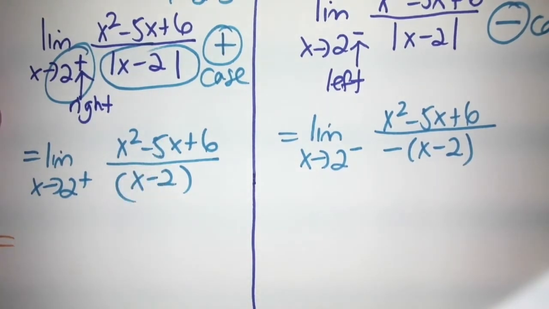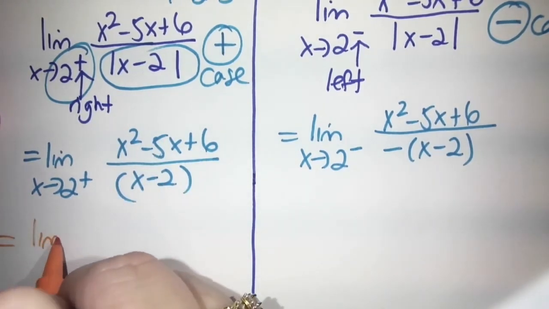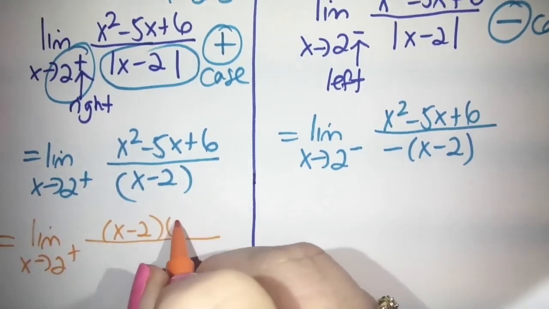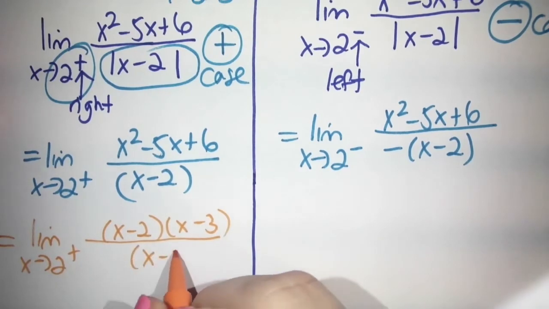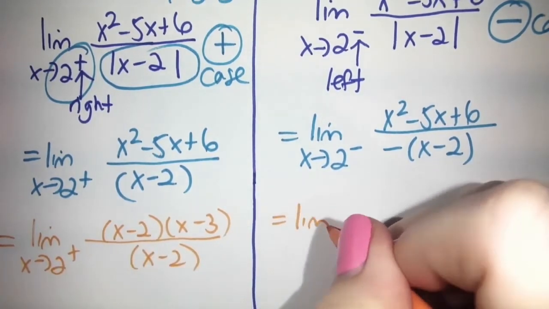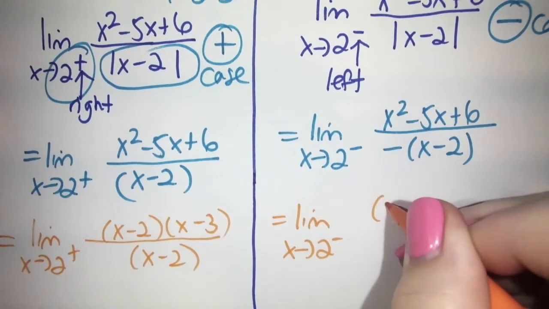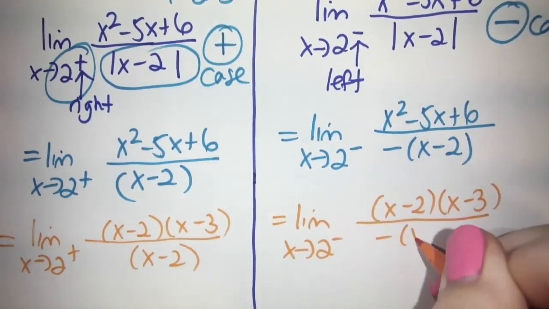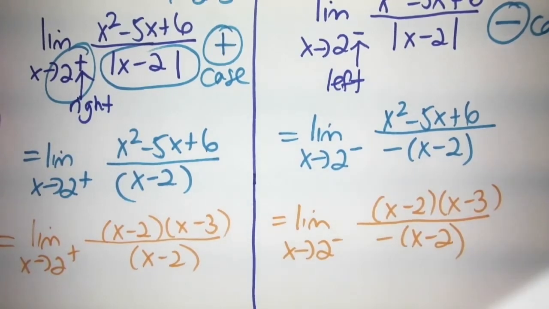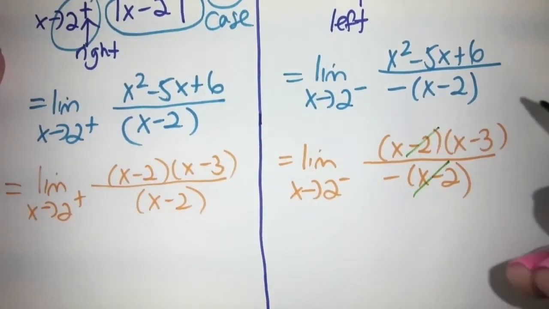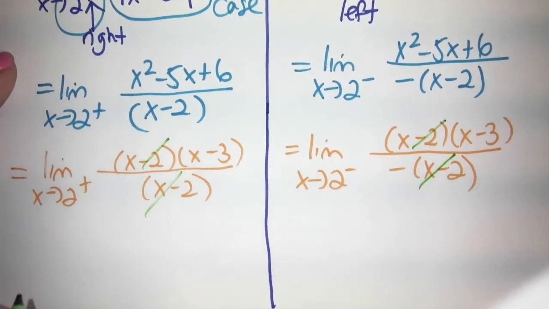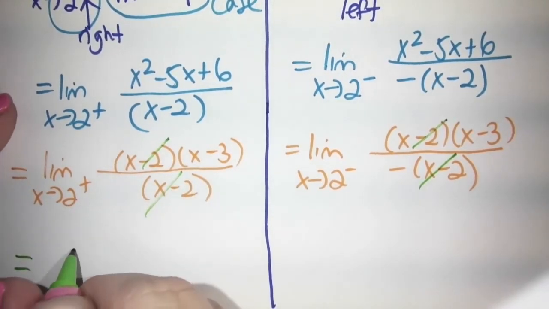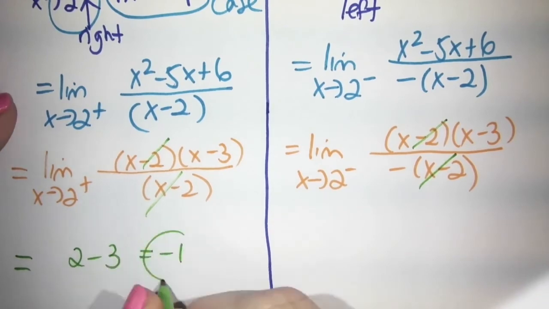Okay, so we're adding to negative 5 and multiplying to 6. So adding to negative 5 and multiplying to 6, we get x minus 2 and x minus 3. And the factoring is the same on both sides. And what happens next is we cancel the x minus 2's. And over here, we have the limit as x approaches 2 from the right of x minus 3. So we get 2 minus 3, which is negative 1.